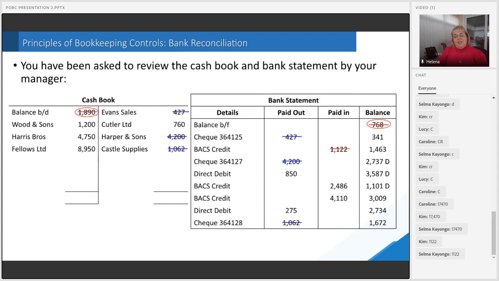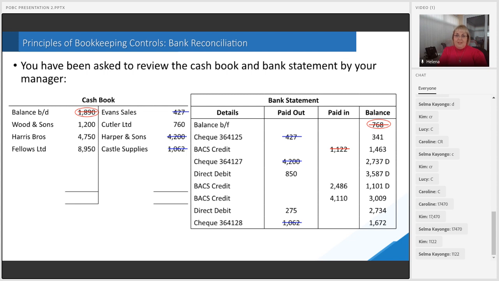Turning my attention to the debit side, or the paid in column on my bank statement, I've got two figures, because remember the 1,122 I've already dealt with. So I've got 2,486, and I can't see that on the debit side of my cash book. And I've got 4,110, and again I can't see that on the debit side of my cash book. So I've completed step 2. I've ticked off the items that appear in both.